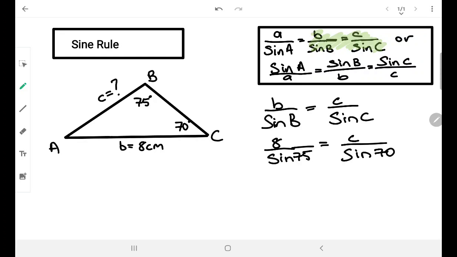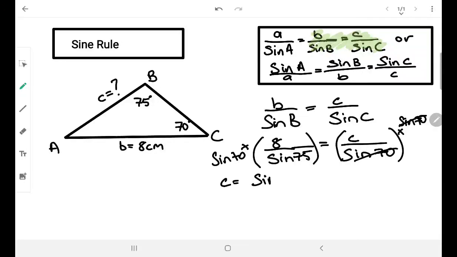The quickest way we can do this is to multiply whatever c is divided by to both sides of the equation. We can now put these in brackets if that makes it a bit easier. So we go times sine 70 on both sides. The sine 70 will cancel the sine 70 at the bottom there, and that will leave you with c is now equal to sine 70, and you can put the rest in brackets as well, 8 over sine 75.